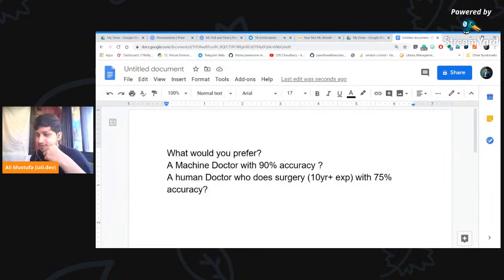A machine learning doctor with 90% accuracy, which has never operated before, but claims that it has 90% accuracy using previous data, which is available. Or a human doctor who does surgery and has 10 years of experience, but if he operates on 10 people, he is not able to save 2.5 of them. So you know that the accuracy of this machine doctor is greater than the human doctor. But you won't trust the machine doctor, right? You will definitely trust a human doctor because obviously, whom are you going to beat if the operation goes wrong? You cannot beat a machine, kind of.